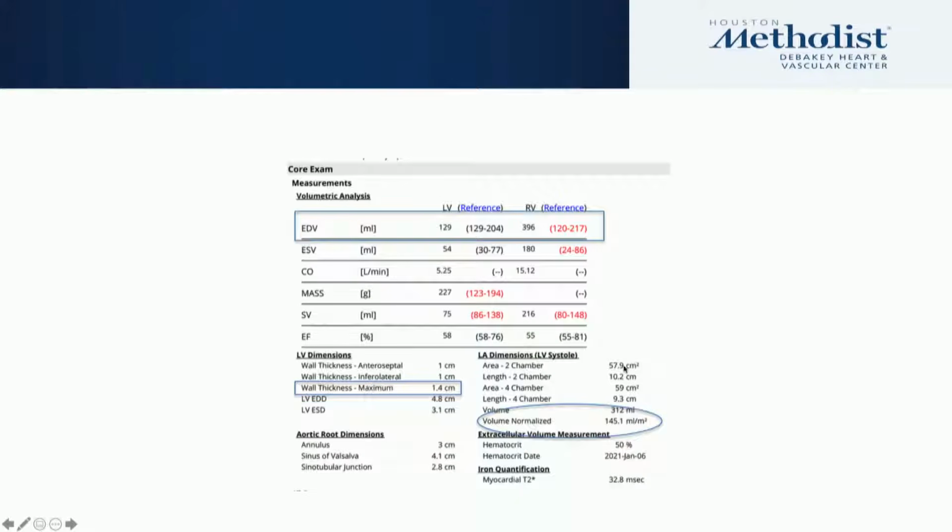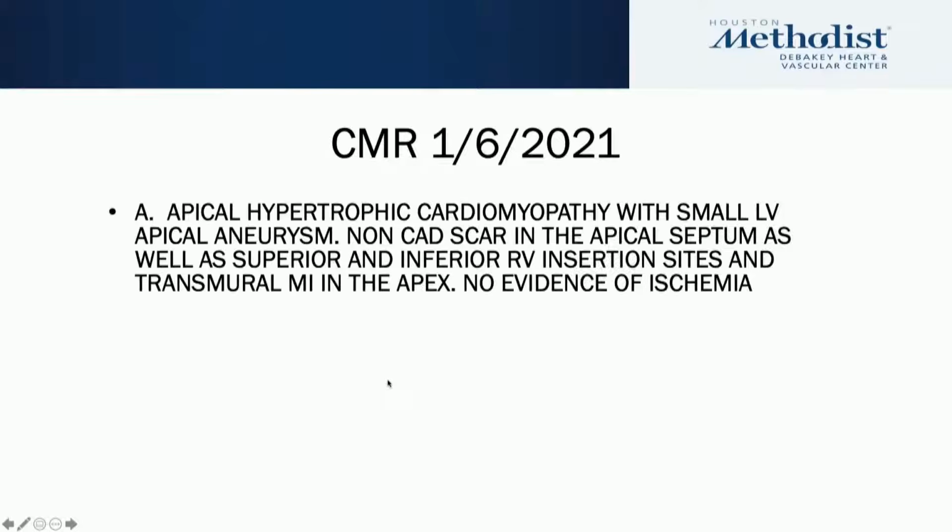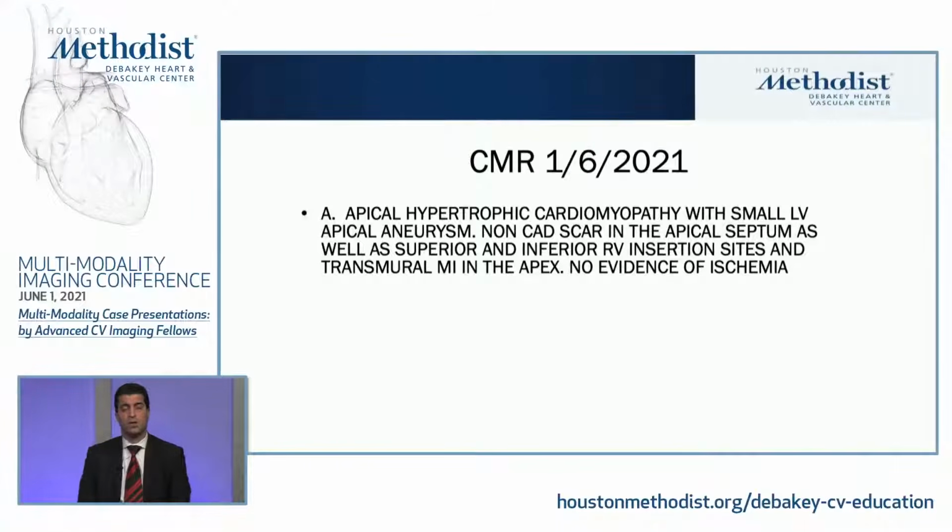So as part of the reporting and being thorough, the RV is severely dilated. We have a normal pump function. We have an LA that's severely enlarged, and also we measure the thickness of the muscle, and we came up at 1.4, and this is important to keep in mind. As you notice, we do the same measurements as in the echo, the interseptum and the inferolateral walls as well.